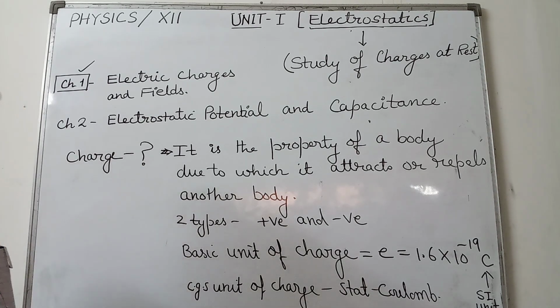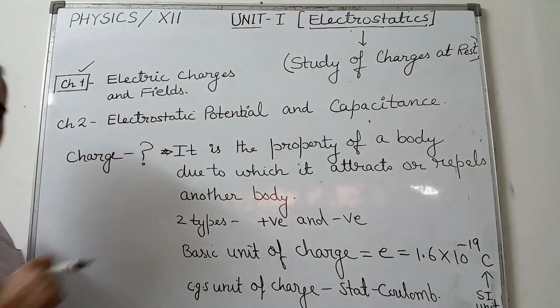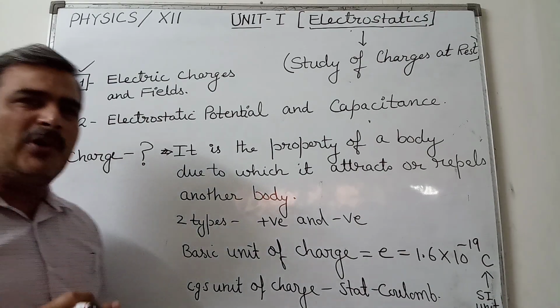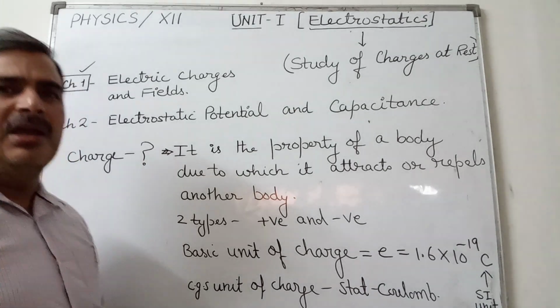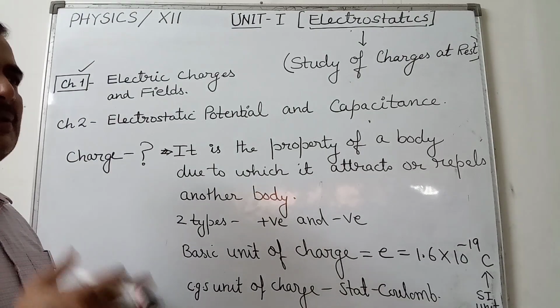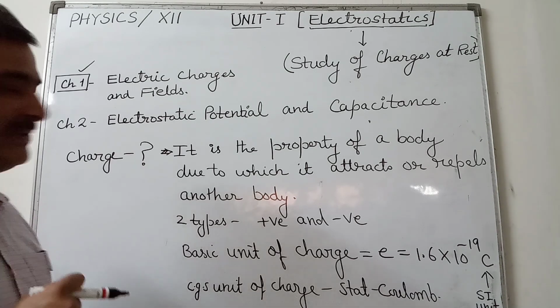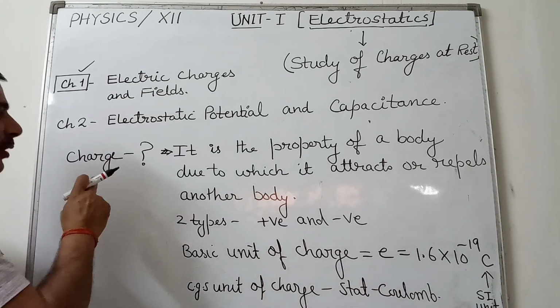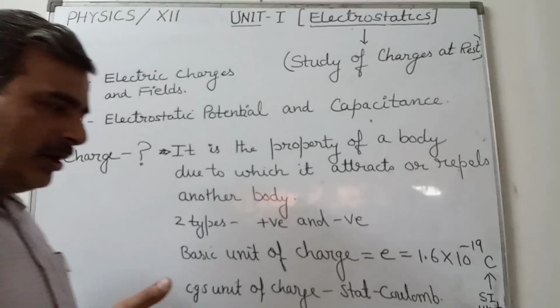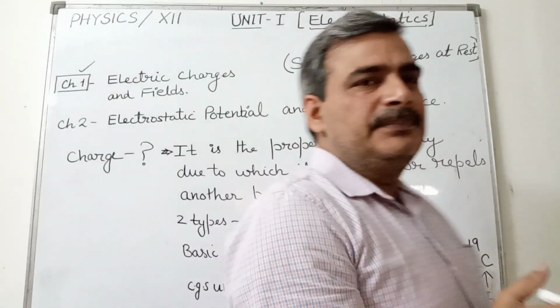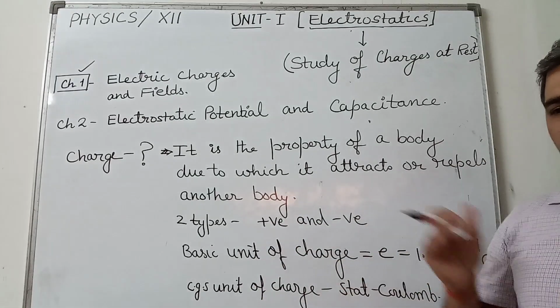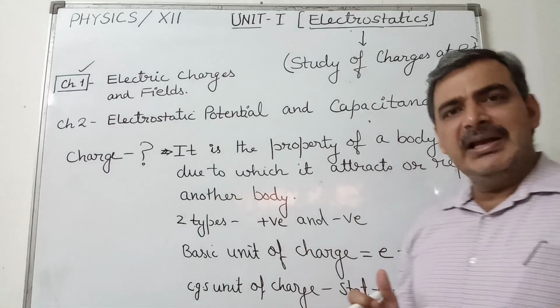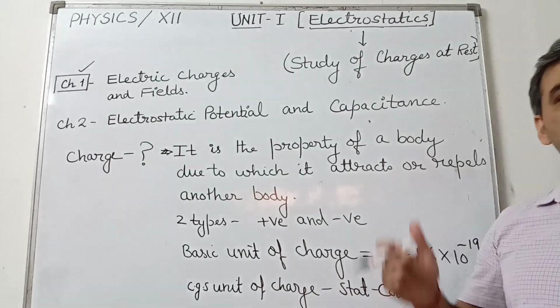First thing is, what is this charge? I think you all have an idea about electric charges and how they can be produced. One of the methods is by friction. So what happens when you rub two bodies together? Charges are produced on both bodies. One body acquires positive charge and the other body acquires an equal amount of negative charge.